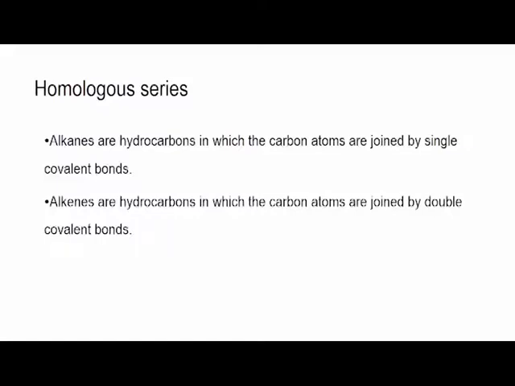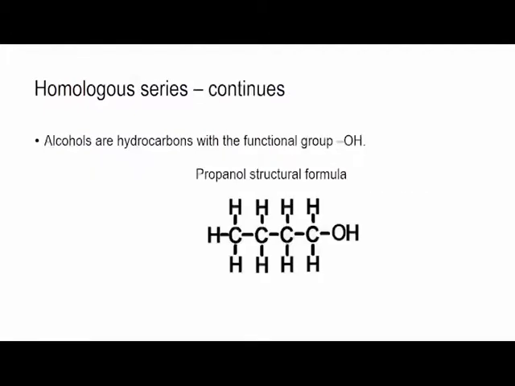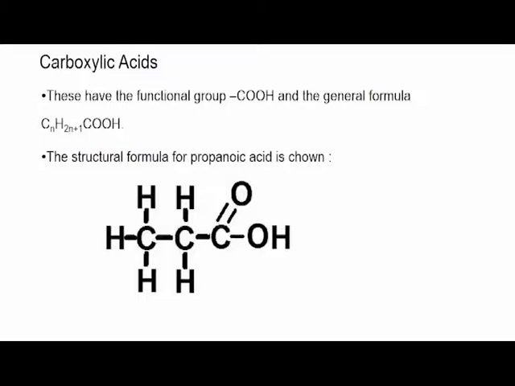Some of the homologous series that we are supposed to know are alkanes. These are hydrocarbons because they only contain carbon and hydrogen atoms. Alkenes are also hydrocarbons. The difference between the two is that alkanes have single bonds, while alkenes have one double bond between two carbon atoms. Another homologous series is alcohols. These are differentiated from other compounds because of the OH group. Carboxylic acids have a functional group different from all others, which is COOH. And for each homologous series, students should know the general formula that can be used to determine the specific formula of each compound.